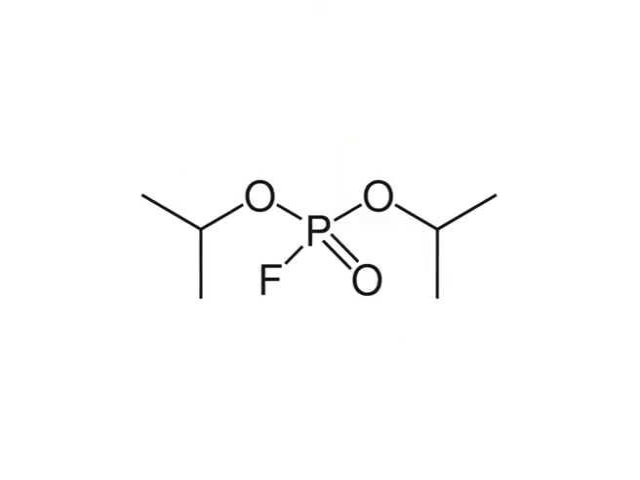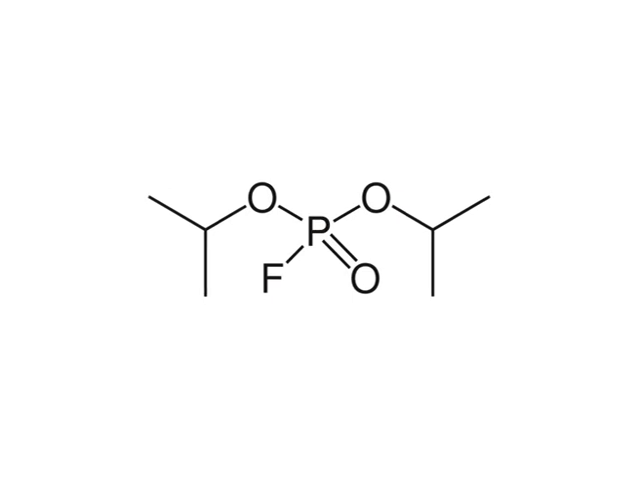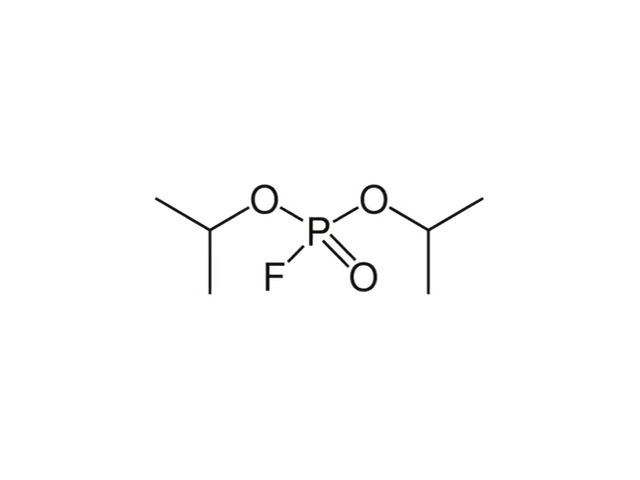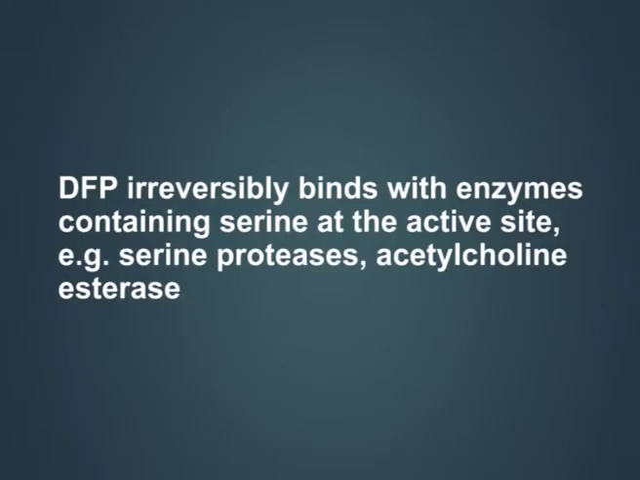Diisopropyl fluorophosphate is a nerve gas developed by Germans during the Second World War. Diisopropyl fluorophosphate irreversibly binds with enzymes containing serine at the active site. Examples: serine proteases and acetylcholine esterase. Many organophosphorus insecticides like malathion are toxic to animals, including man, as they block the activity of acetylcholine esterase, essential for nerve conduction, resulting in paralysis of vital body functions.